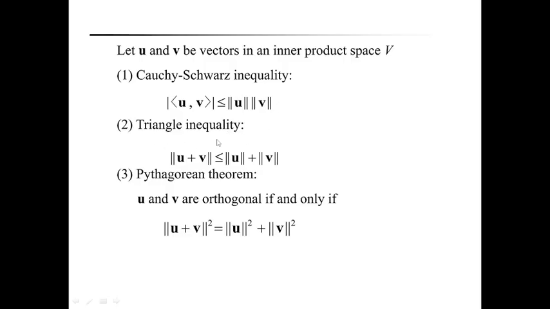Triangle inequality states that the norm of U plus V is less than or equal to norm U plus norm V. Then the Pythagorean theorem: U, V are orthogonal if and only if the norm of U plus V the whole square equals norm U square plus norm V square. This is called the Pythagorean theorem. These three results are very important in inner product spaces.